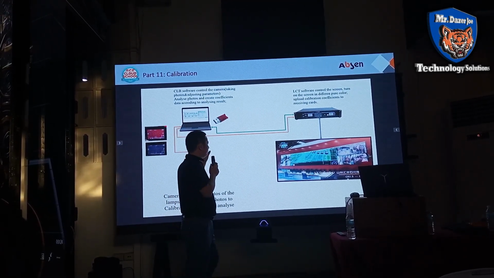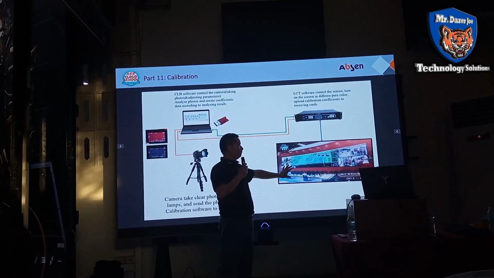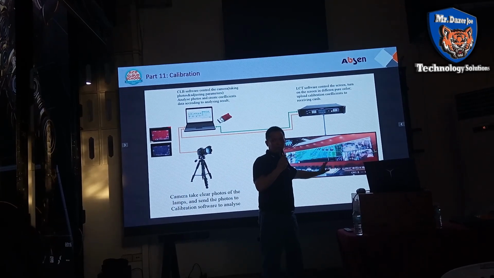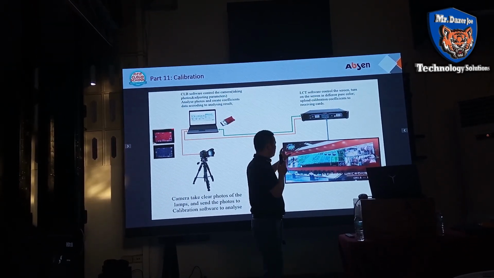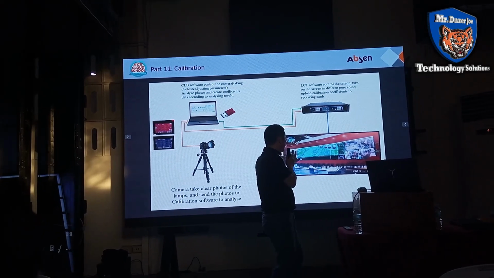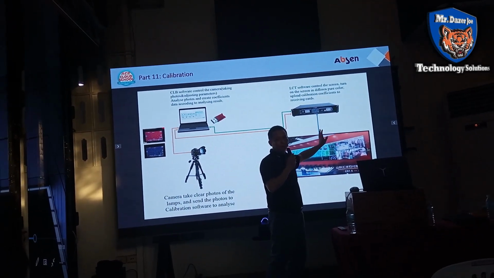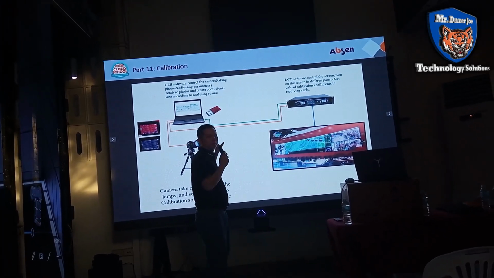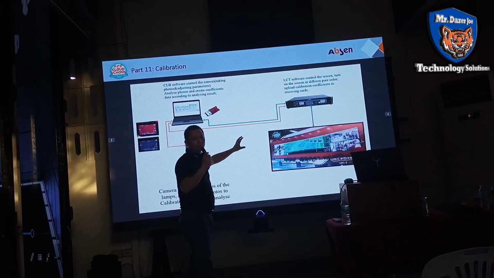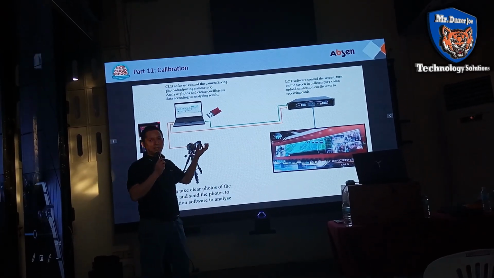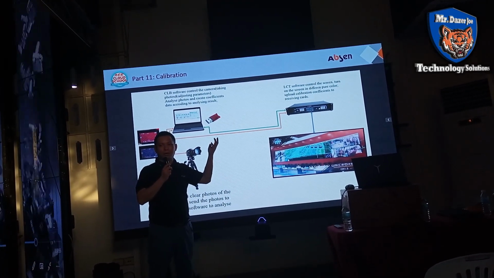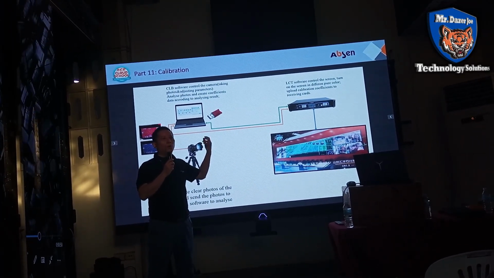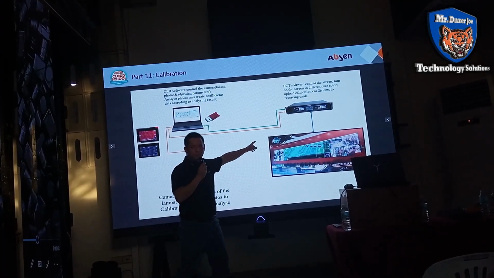The camera will take photos of each pixel. They will divide the whole screen into small pieces. So when we finish calibrating this part, we will move to the next one, and move to the last one. Each part, the camera will take a clear photo of each pixel, and the photo will contain information like the brightness of each RGB color, the color coordinate, and chroma information of each pixel.